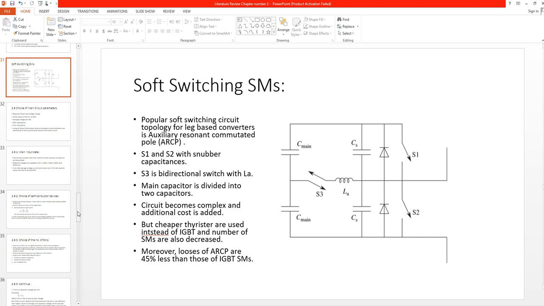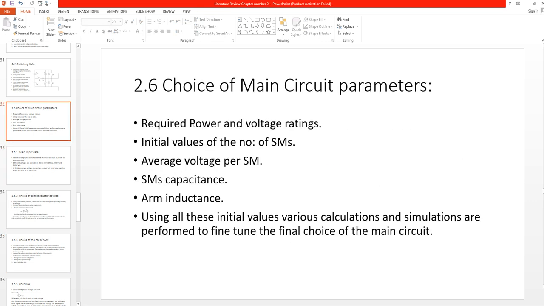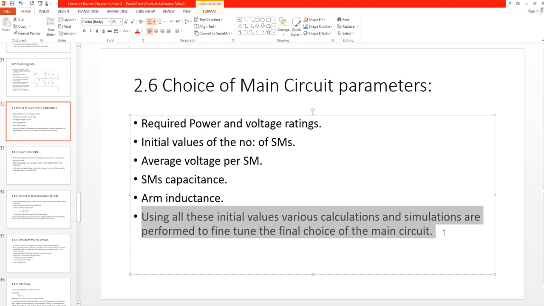So the design process starts from the requirement of the power and the voltage ratings. It is not a straightforward decision that I need this number of submodules and these switches and the value of the capacitance is this. So this is not a very straightforward process. It needs certain investigation. So yes, required power and voltage ratings, initial values of the number of submodules, average voltage per submodule, submodule capacitance, inductance, and using all these initial values, various calculations and simulations are performed to fine-tune the final choice of the main circuit.